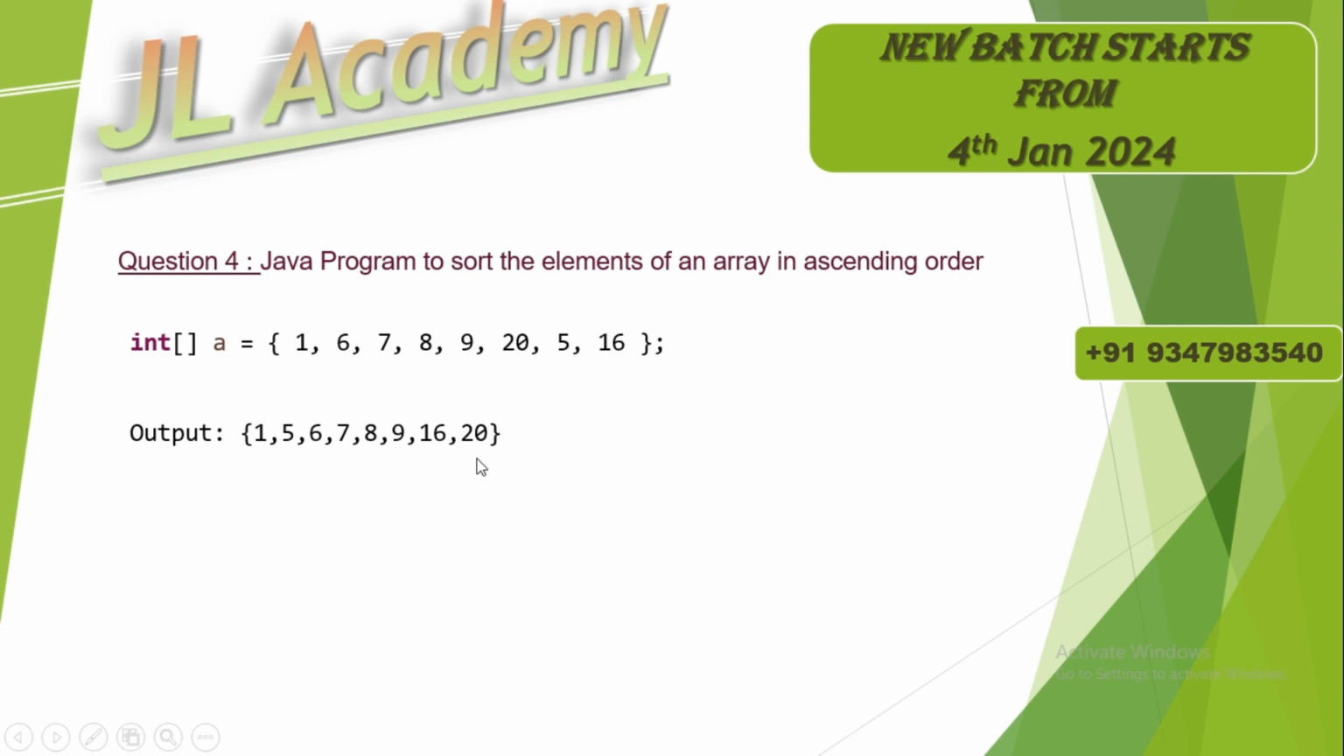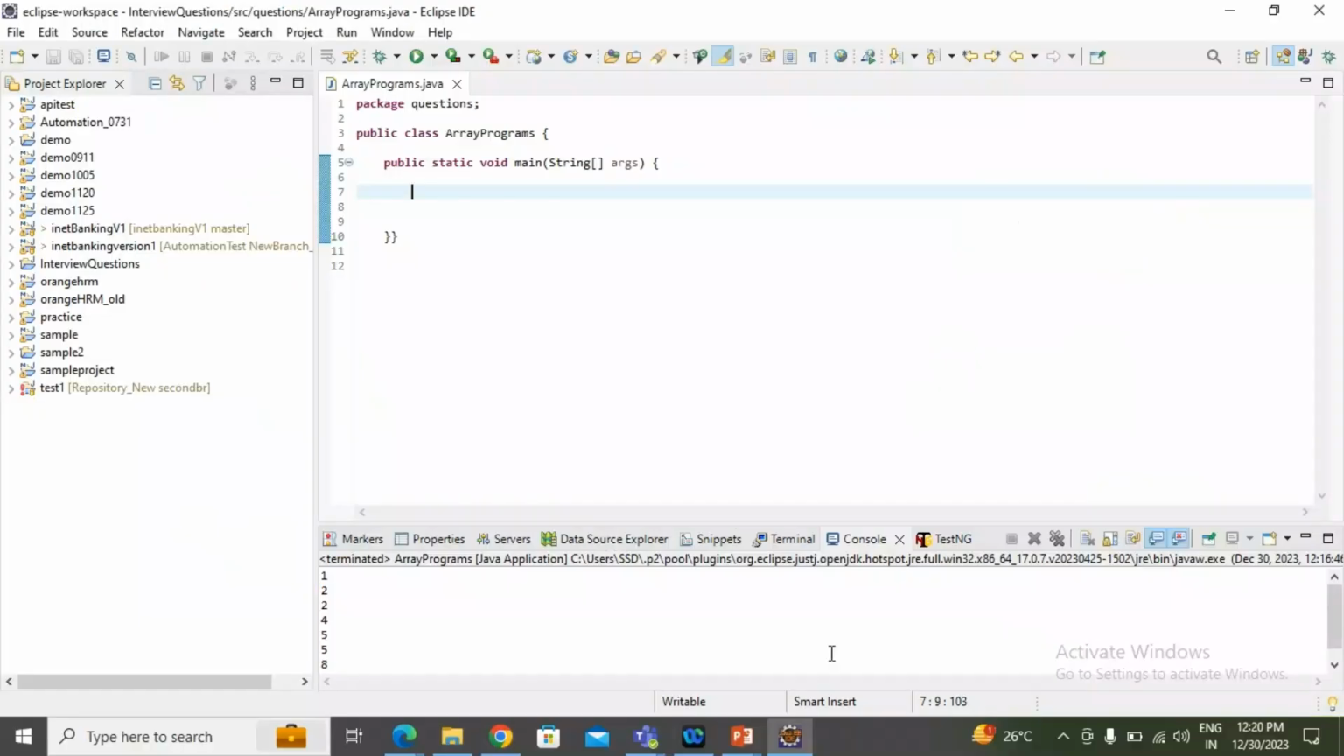Now my logic is, first I will take the first element and compare it with the rest of the elements. If I find anything lesser than the first element, then I'll replace. Then I'll move to the next element. Again, I'll compare with all other elements, and if I find a lesser value, I'll replace that value. I will show you practically. Let me open my Eclipse.